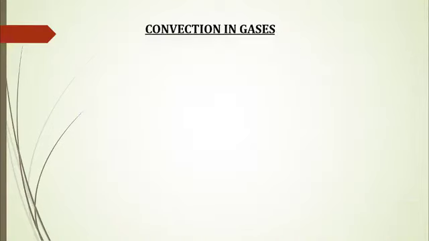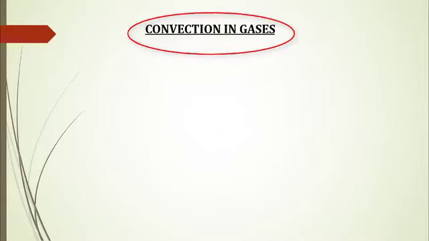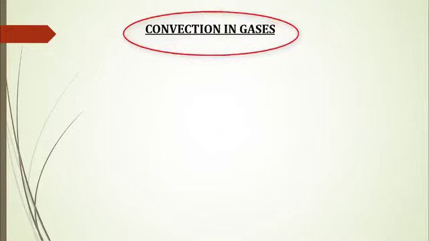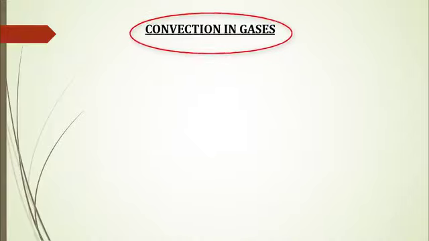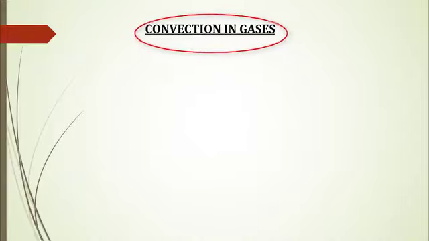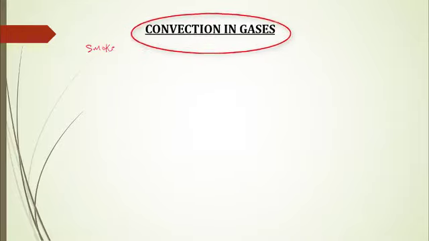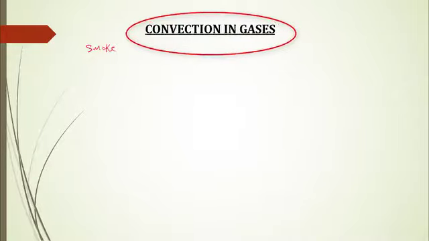Alright, at this point, let's look at convection in gases. When we talk about convection in gases, we're simply talking about the convectional current that is being set up to aid the movement or flow of gas materials such as smoke and other particles. And this is exactly what we're going to look at in our next lesson.